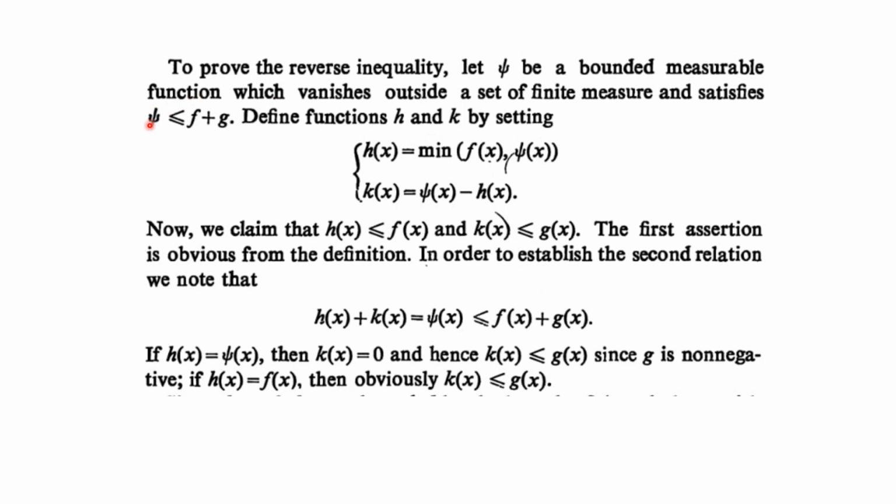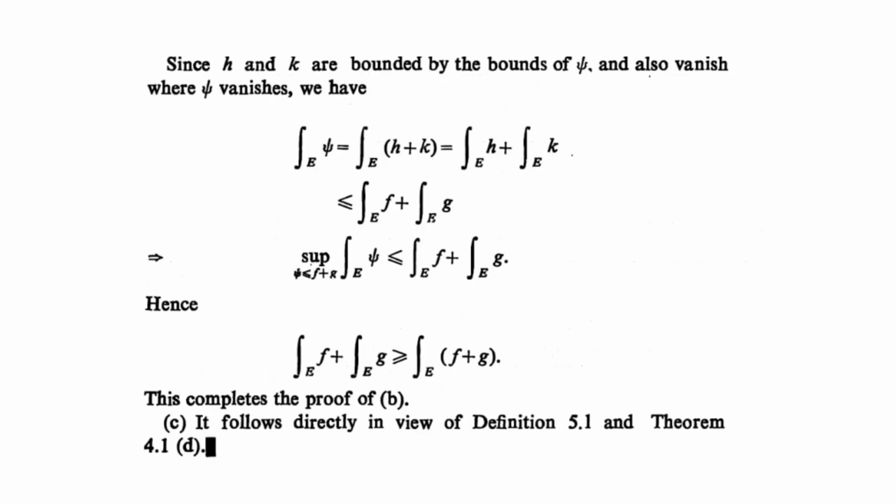So corresponding to psi and f and g, we now have h(x) and k(x), such that h(x) plus k(x) is psi, and h(x) is less than or equal to f(x), k(x) is less than or equal to g(x), and both are bounded measurable functions. Now just see, since h and k are bounded by the bounds of psi and they also vanish where psi vanishes, we have the integral of psi over E is nothing but the integral of h plus k over E, but since it is bounded, you can separate over here.